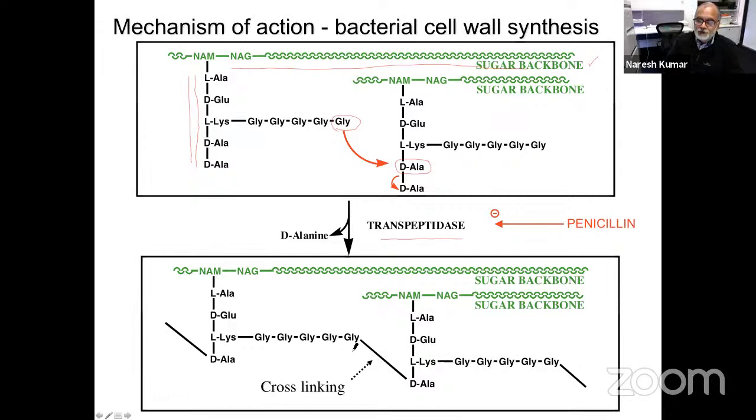And if you can inhibit this enzyme here, you're not going to be able to get a good cell wall because there is no cross-linking. If the peptidoglycan layers don't cross-link, the cell wall is very weak and very easily destroyed, and the bacteria are dead. So what penicillin does is it inhibits this transpeptidase enzyme. It kills this enzyme because it forms a covalent bond.